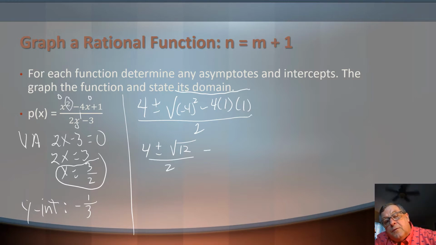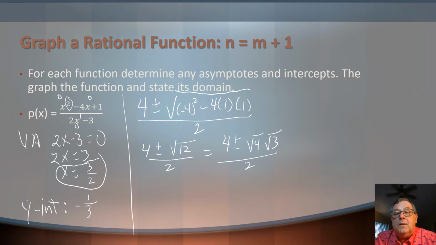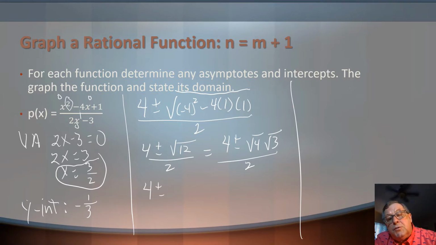Now, if I think about the square root of 12, that's the same as the square root of 4 times the square root of 3. I'll just write that. 4 plus or minus the square root of 4 times the square root of 3 over 2. Let's save some space here for our oblique asymptote. Well, the square root of 4 is 2. So then I've got 4 plus or minus 2 square root of 3 over 2. But then I can cancel out here. So I got 2 plus or minus the square root of 3.